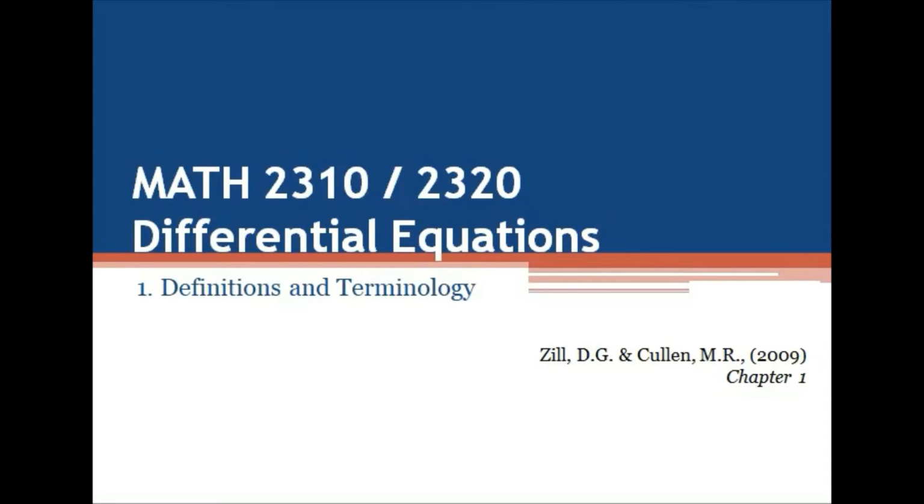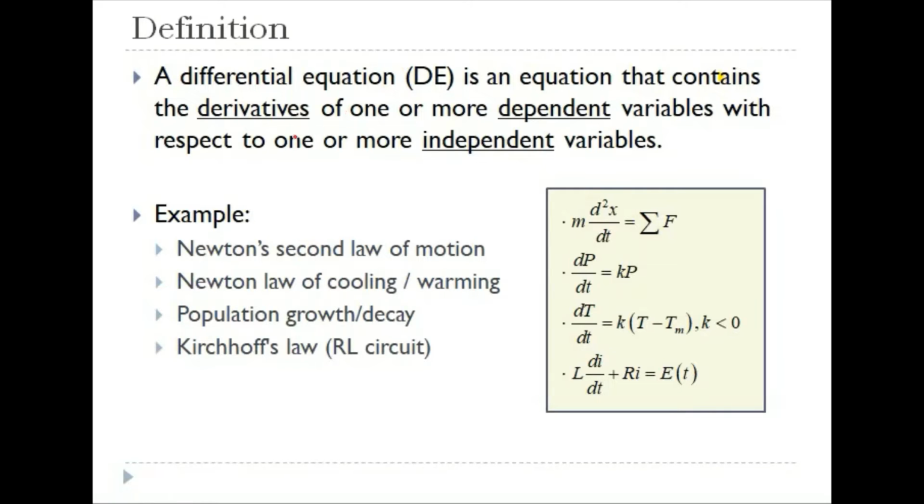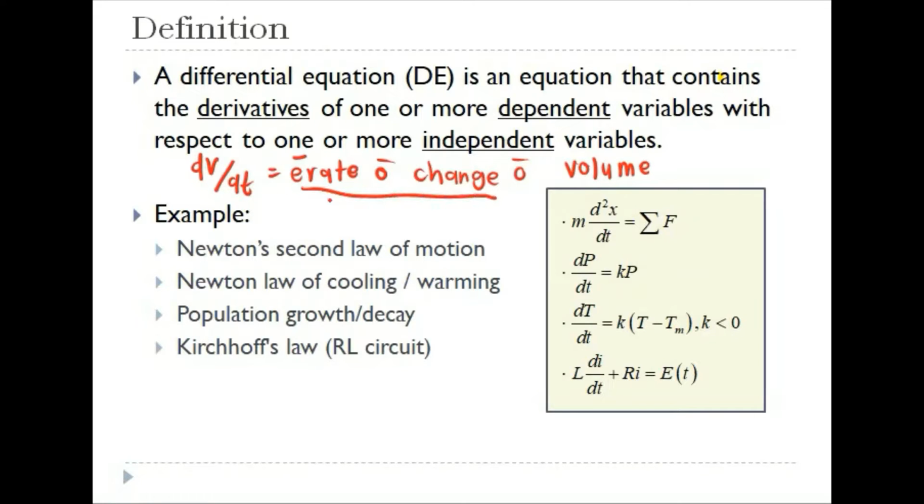We go to the first topic in this course, which is definition and terminology used in differential equations. So what is DE? DE represents the problem of phenomenon involving the relationship or the changes of some variable of interest with respect to another variable. For example, I have dV over dt, which means the rate of change of volume with respect to time. In other words, the rate of change of volume depends on the time.